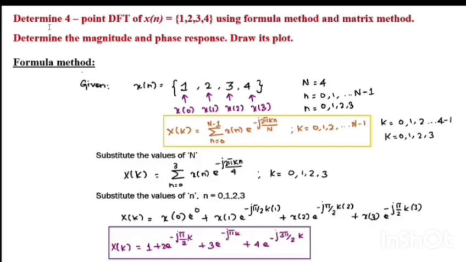So here the question is, determine the 4-point DFT of x of n, the sequence 1, 2, 3, 4, using the formula method and matrix method. Determine the magnitude and phase response and draw its plot.